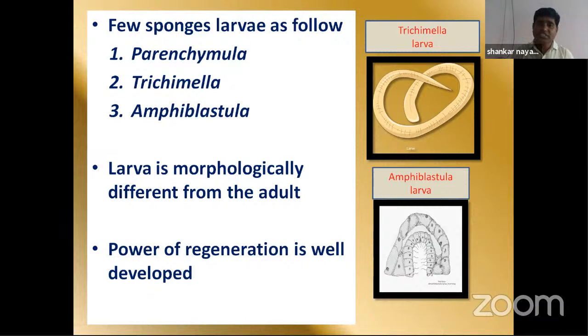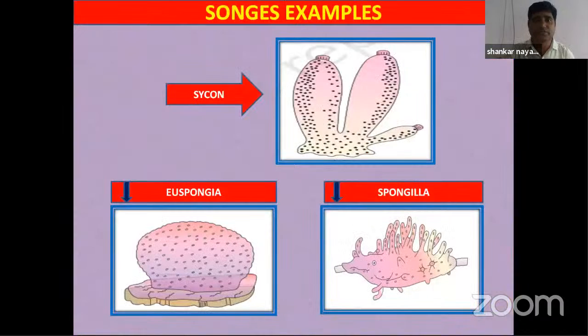The power of regeneration is well developed. What is the power of regeneration? When an organ is amputated or lost, that organ can regrow. That capability is called regeneration. So the power of regeneration is well developed in these animals. A few examples of sponges are Scypha, Euspongia, and Spongilla.